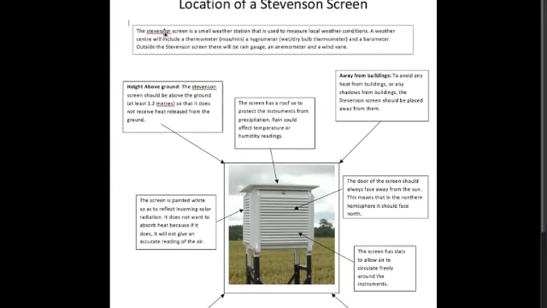Well, basically, recap, it's a small weather station that is used to measure local weather conditions. A weather station will include a thermometer, so the maximum minimum, a hygrometer, which is a wet-dry bulb thermometer, we'll go over these in a second, and a barometer. Outside the Stevenson screen, there will be a rain gauge, an anemometer, and a wind vane.